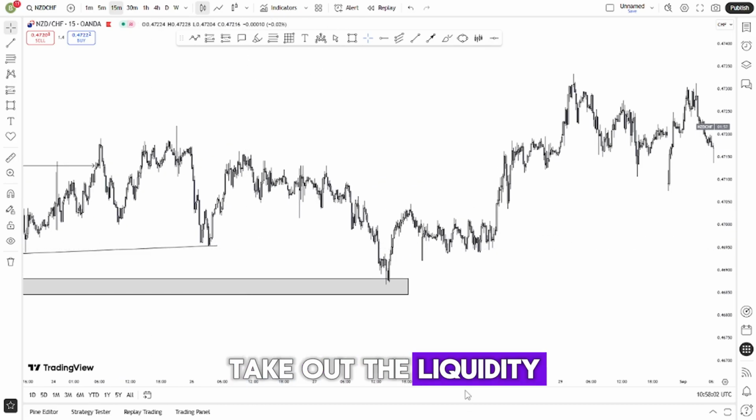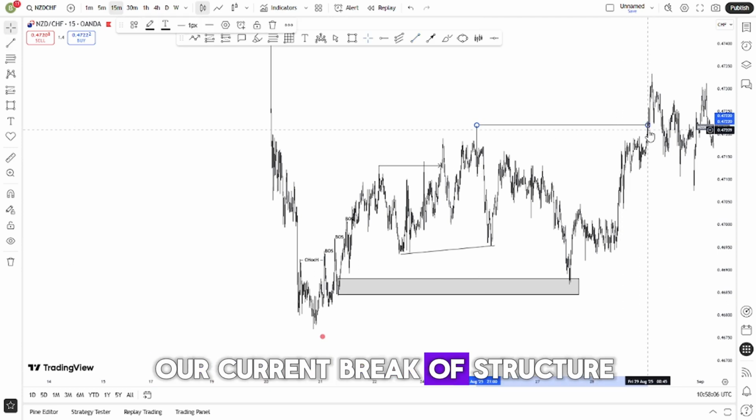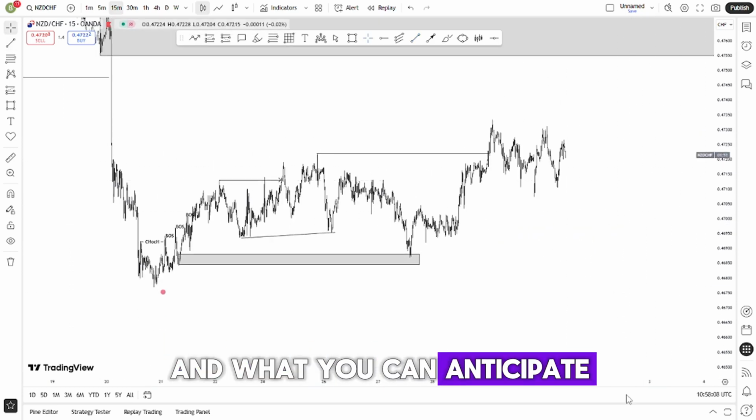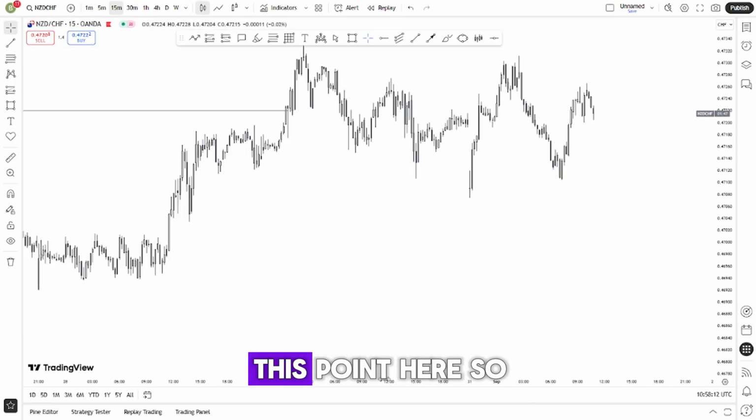So that is why we continued to drop to the downside, tapping into this area, taking out the liquidity. So for now, we have this as our current break of structure, and what you can anticipate is some selling opportunities within this point here.